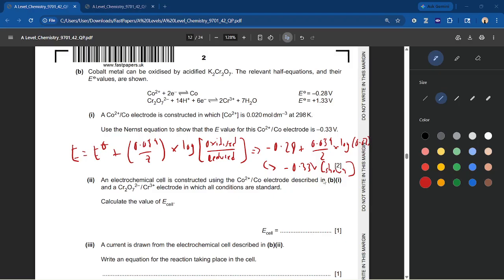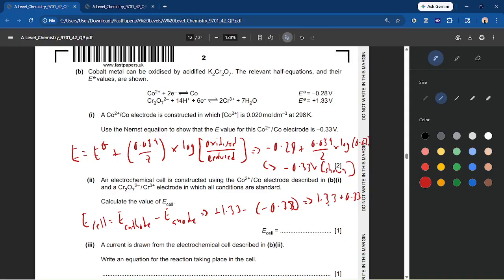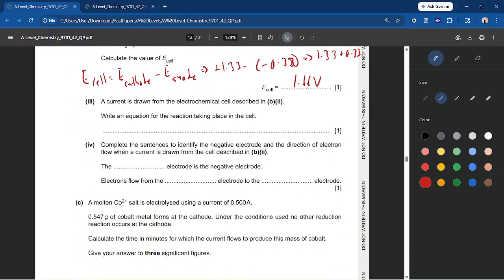Your E cell is equal to E cathode minus E anode. So E cathode minus the electric potential at the anode. So it's going to be plus 1.33 minus minus 0.33, because we've already shown that, right? Show that the E value for the anode is minus 0.33. So even if you don't get this question, you can still answer. So it's 1.33 plus 0.33, which gives you 1.66 volts. Very simple. Nothing too difficult, nothing too complicated.